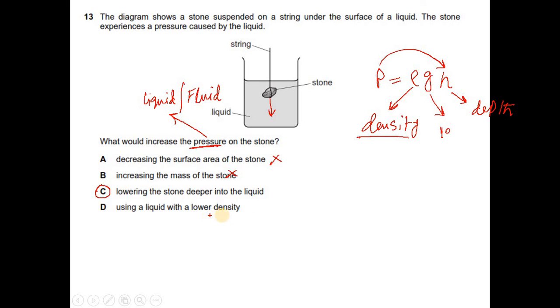And using a liquid with a lower density, of course, if you decrease the density, pressure is going to decrease. So this is not the option, because you need to tell the reason of increase in the pressure. So lowering density causes lowering the pressure, not increase in the pressure. So only option is C, because you are increasing depth.